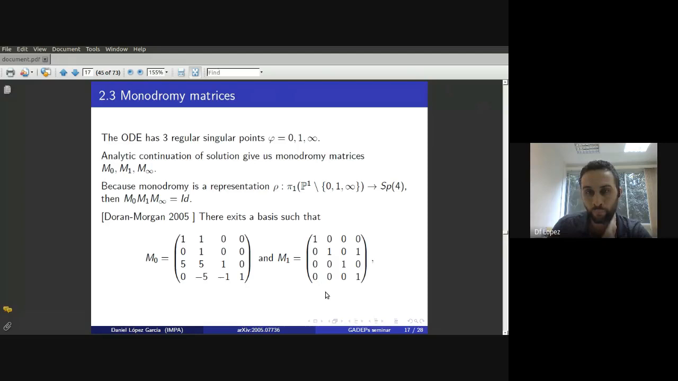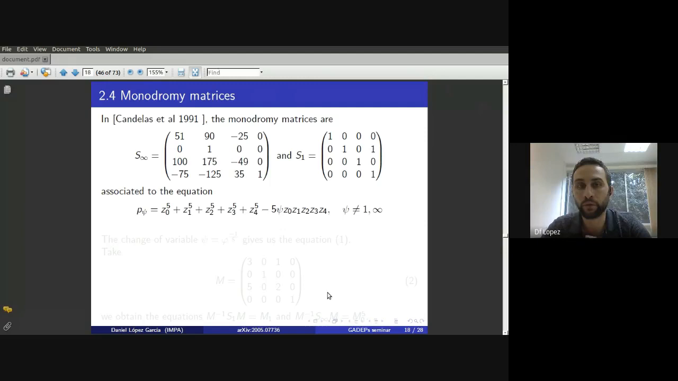There is another classic work, I think the beginning of the work on mirror symmetry, by Candelas, de la Ossa, Green et al. in 1991. They also compute the monodromy matrices for the mirror quintic. But in this case, they consider this polynomial P psi, where the parameter appears here and not here as in the previous one. In this case, the family is defined for psi different from 1 and infinity.